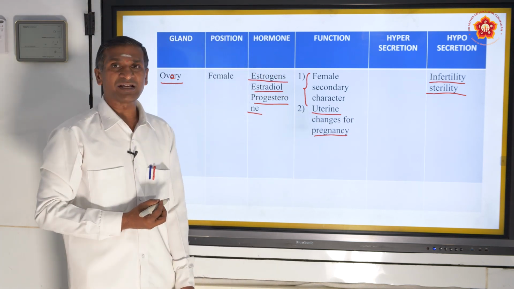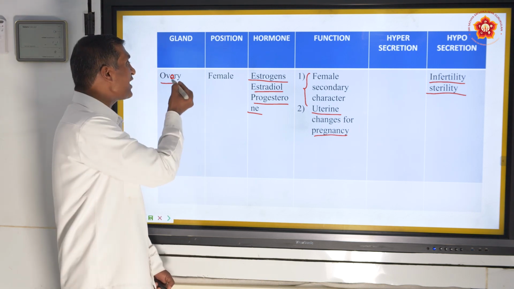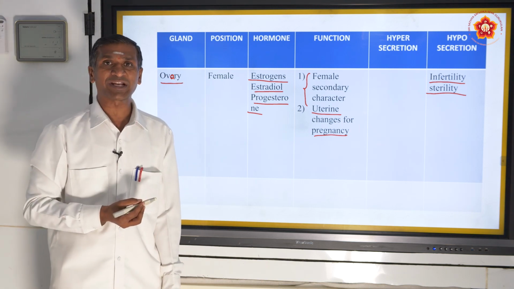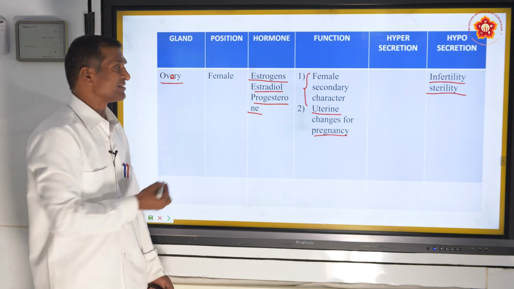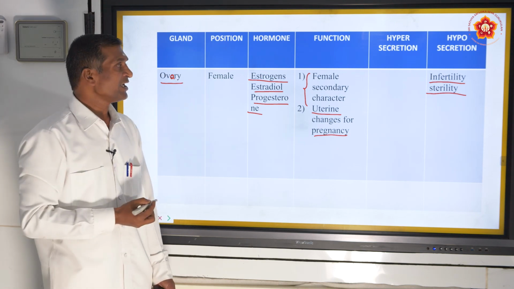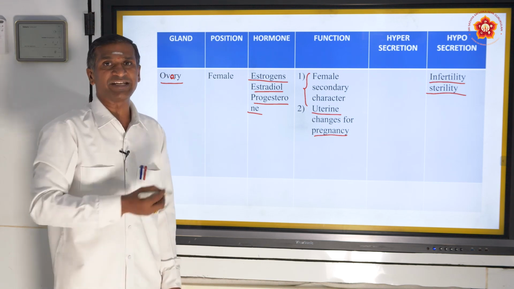I hope that you have understood about the female gonad, the endocrine gland in the females, which we call the ovary, located in the female's genital part.